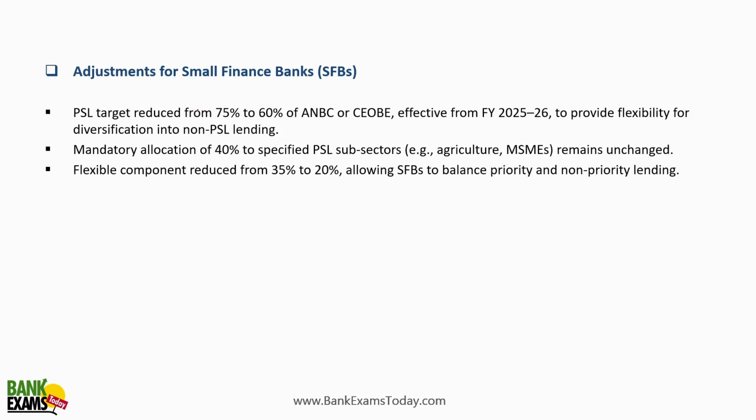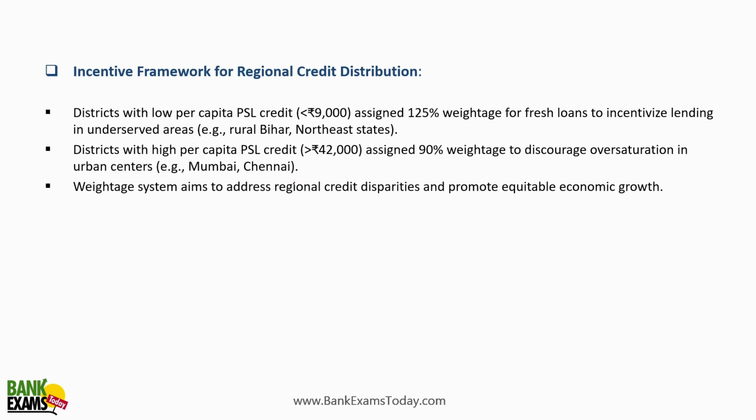So adjustment to the overall target for the small finance bank has been decreased from 75% to 60%. जो नया overall priority sector lending target है small finance bank का, अभी 60% है. Mandatory allocation 40% is still there, but जो flexible component है, that has been decreased from 35% to 20%.